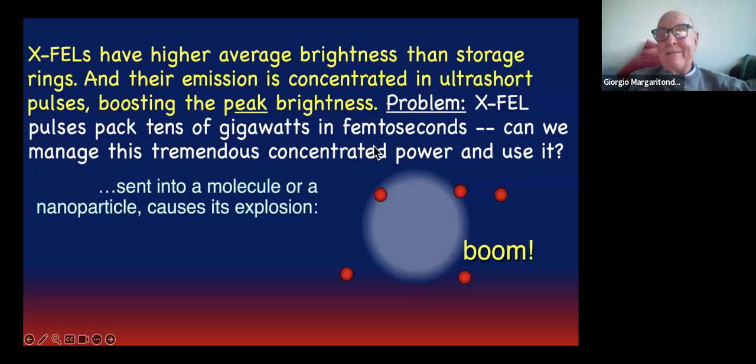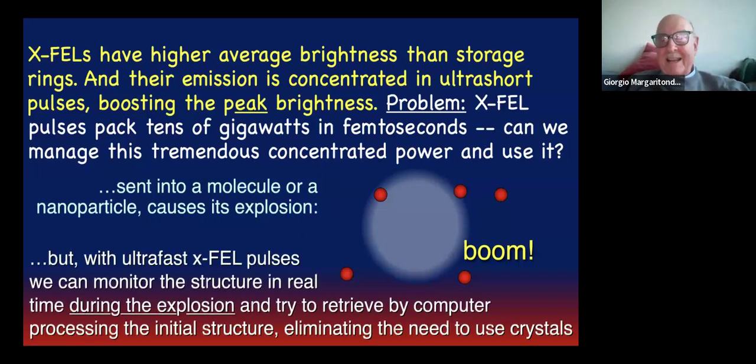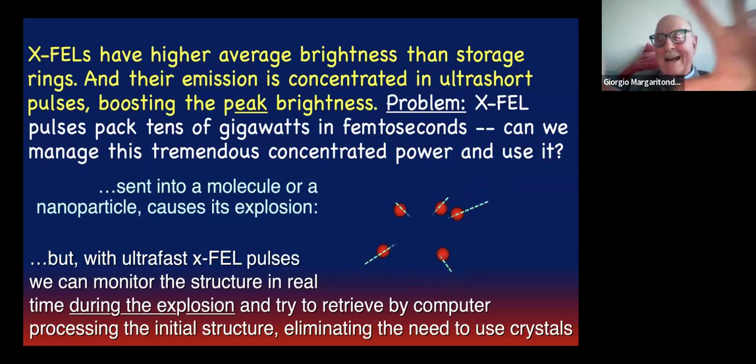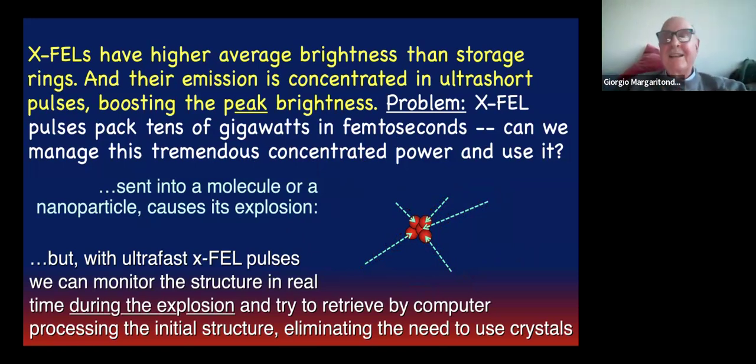However, these things happen in femtoseconds because the pulses have a length of femtoseconds. So what you can do actually, instead of just looking at the final product of the explosion, you can look at the structure during all the explosion and then go back and try to reconstruct the initial one, which means now you can do crystallography without crystals. This now starts emerging, and it is a very exciting, a very new technique.